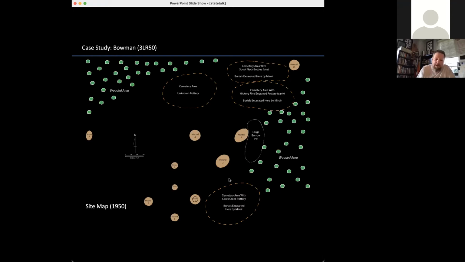So you can see that here's a mound with the central mound group. We've got some wooded areas around to the outside, some mounds kind of on the periphery. And then he also documented these large areas, what he refers to as cemetery areas, and he generally calls them by some general pottery names and so forth. But these are areas that he dug as well.